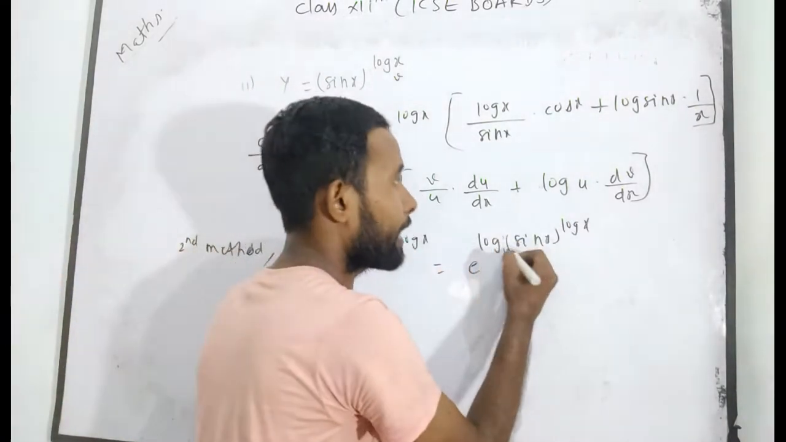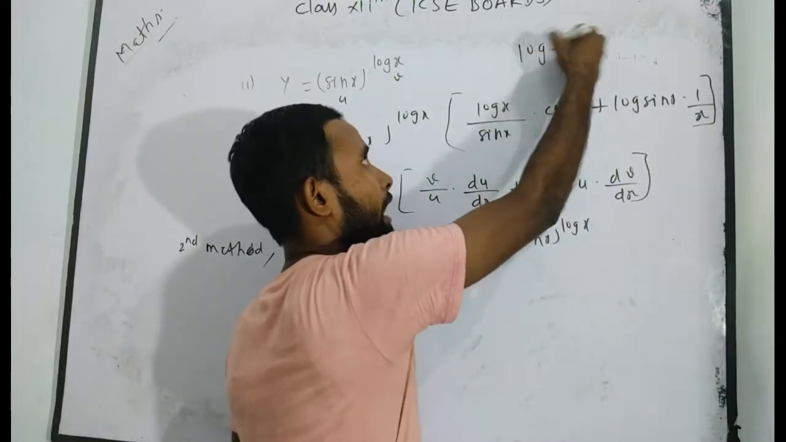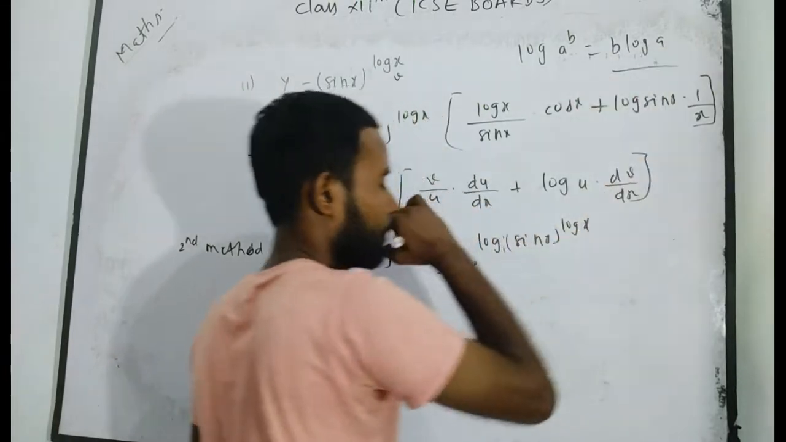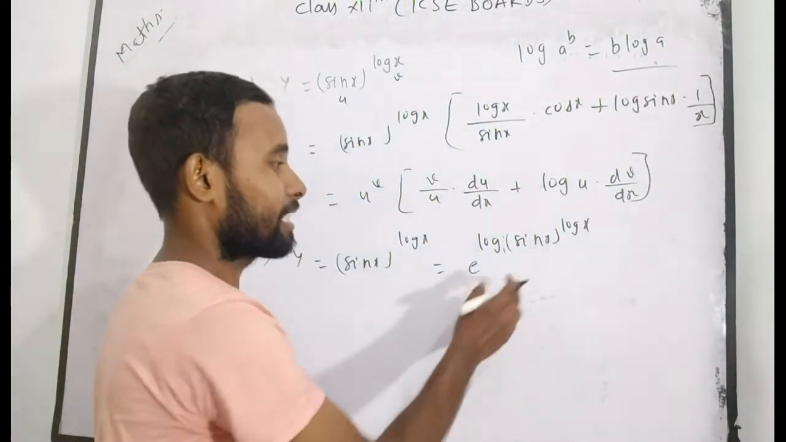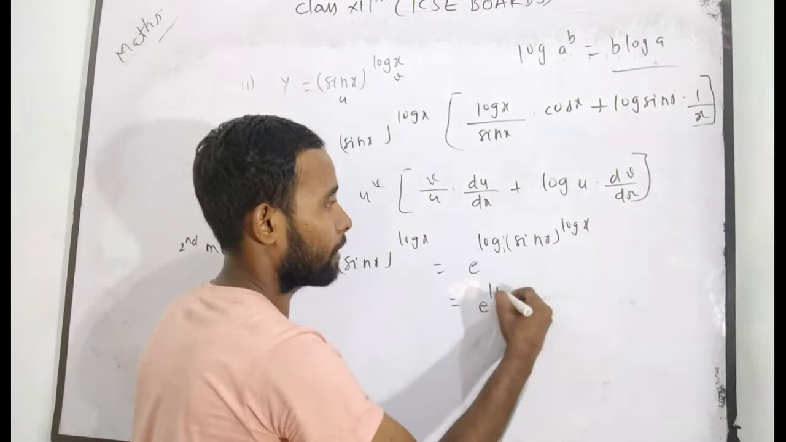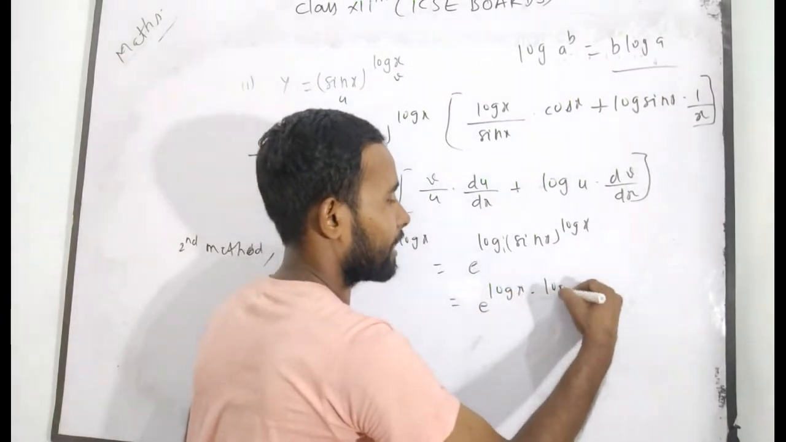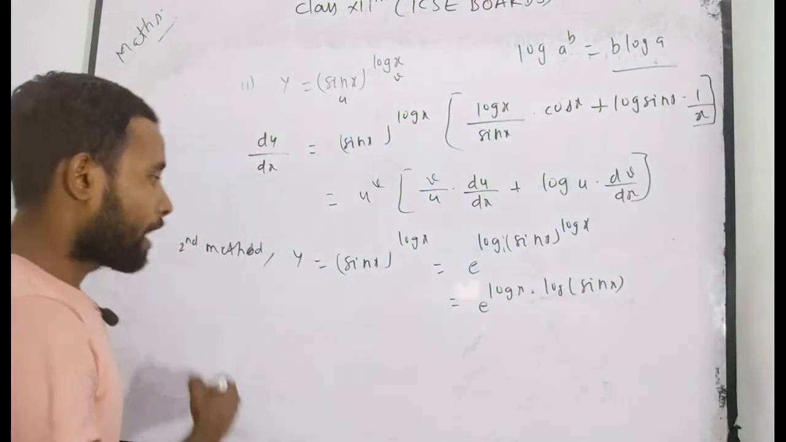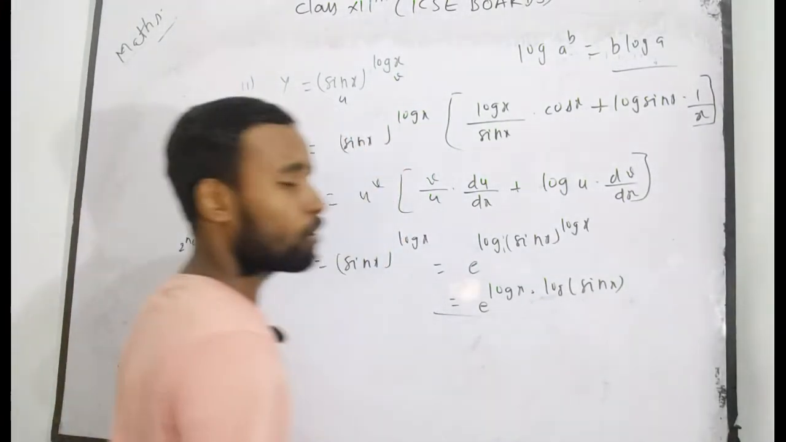As you know the property of logs, log a to the power b can be written as b times log a. I think you know this very well from 8th or 9th class. Can you write it as e to the power log x into log sin x? Now y is equal to this term.